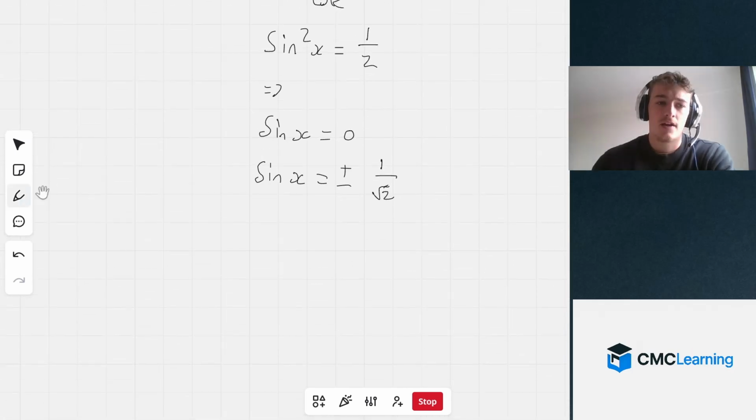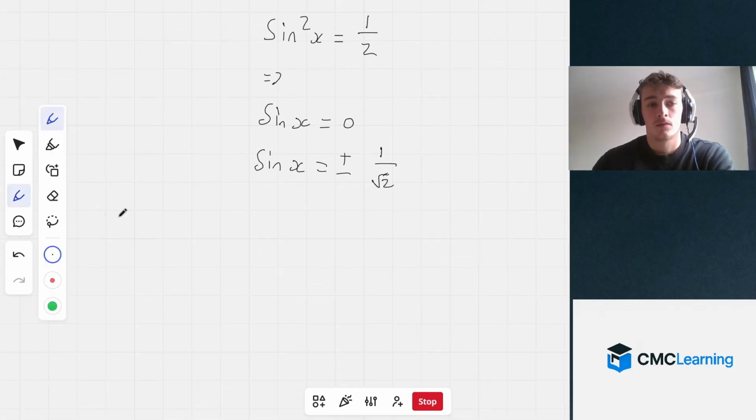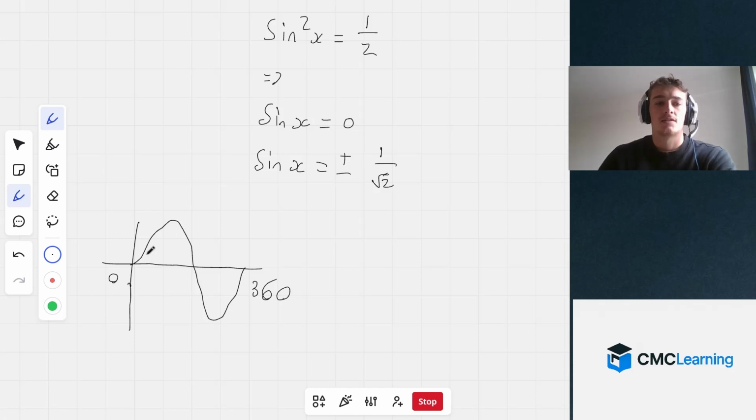But it's fairly straightforward from here. We can draw the graph of sine x between 0 and 360, or 2 pi. And we can see that it equals 0 3 times. So that means there are 3 solutions from this equation.